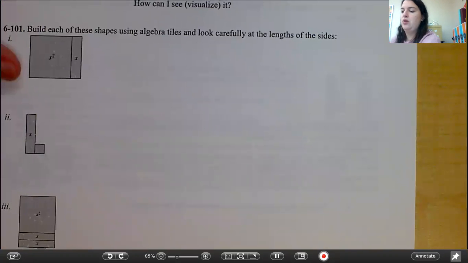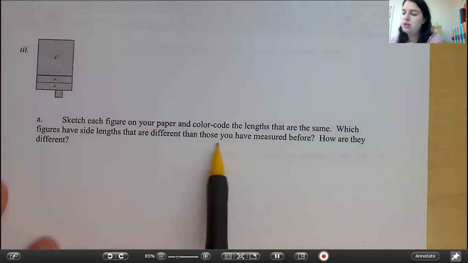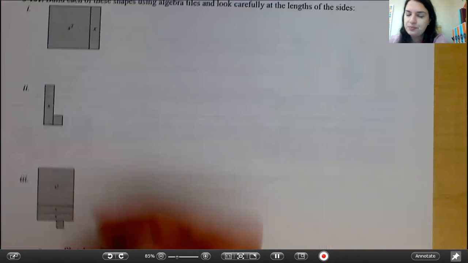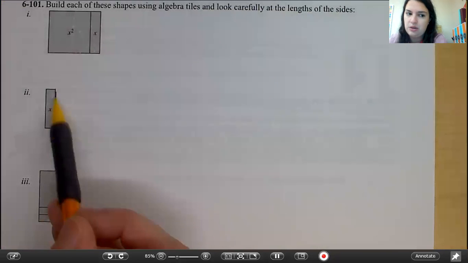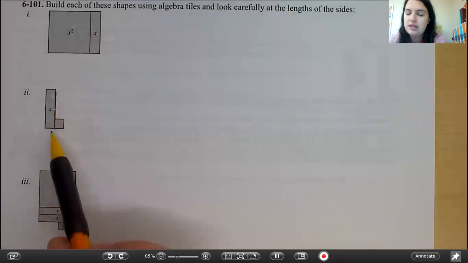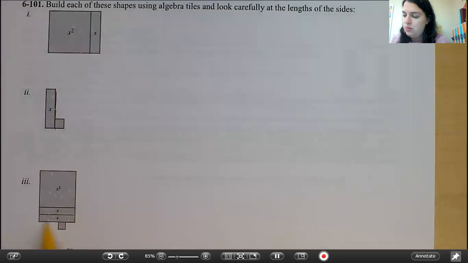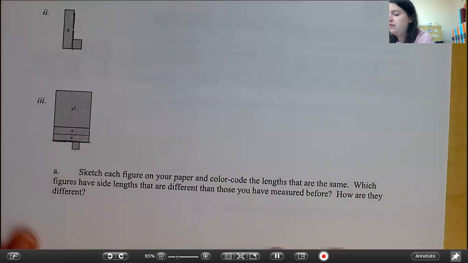If you're back with me, you have color coded your sides. The biggest question here is, do any of them have side lengths that are different than those you have measured before? How are they different? Looking at figure 2, we have this side length right here that I'm shading. We know that whole side length is x, but it's overlapped by this unit tile. That's new. That's something that we have not gone over yet. Same thing down in number 3. We have this side length right here, which again, we know is x, but it's overlapped by this unit tile right here. So that is where they are different.